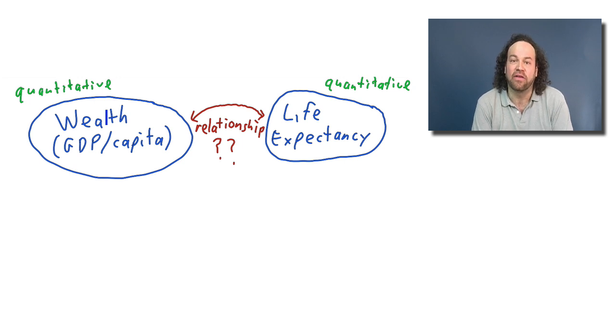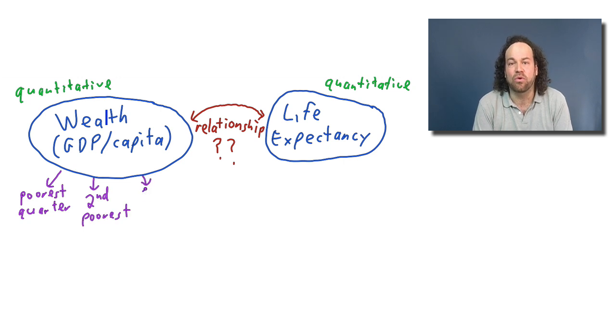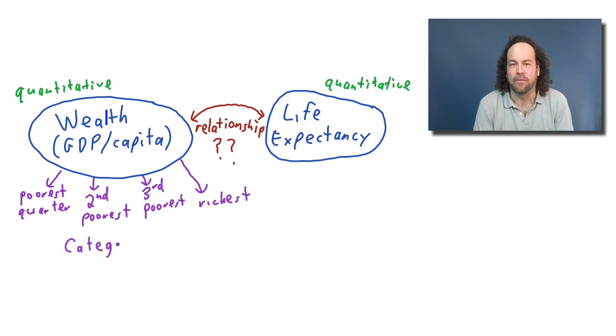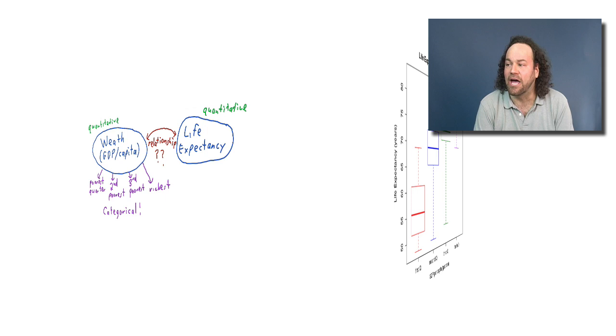That is the poorest quarter of the countries and territories, and the second poorest quarter, and the third poorest quarter, and finally the richest quarter. That gives us four different values for a categorical variable. And then we already know how to examine the relationship of that categorical variable with a quantitative variable like life expectancy. Namely, we can do the side-by-side box plots.